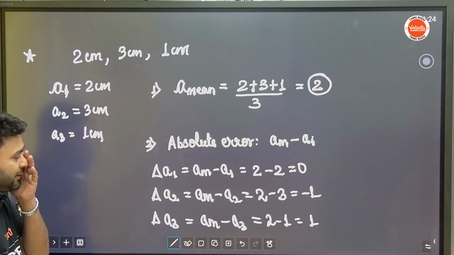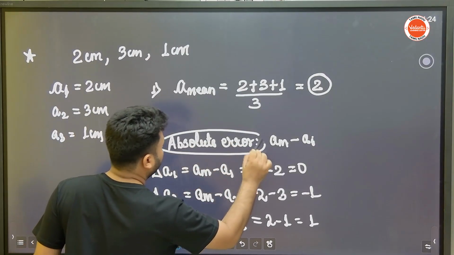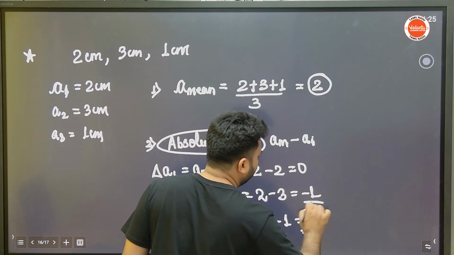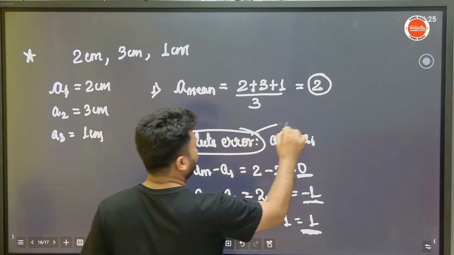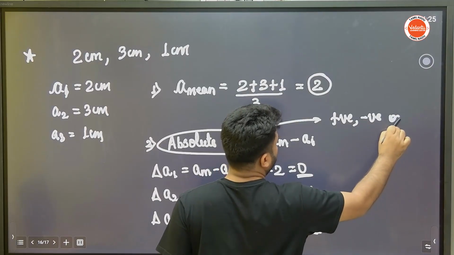Now what you can see is that this absolute error can be positive, can be negative, can be 0. So always remember this point. It can be positive, it can be negative, or 0.